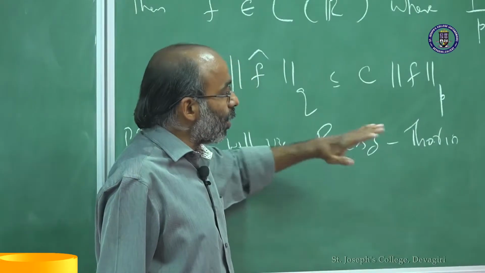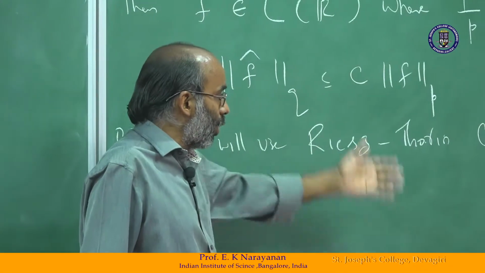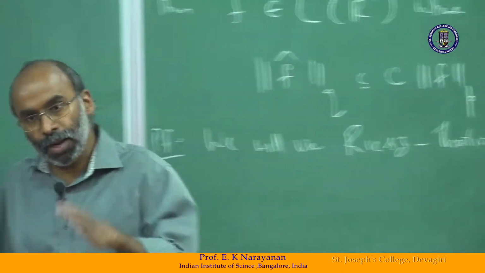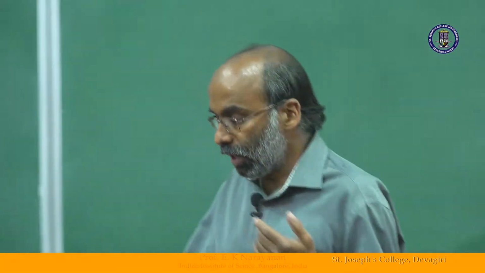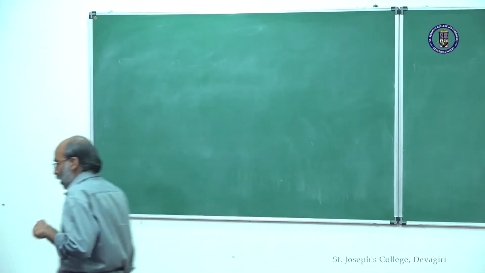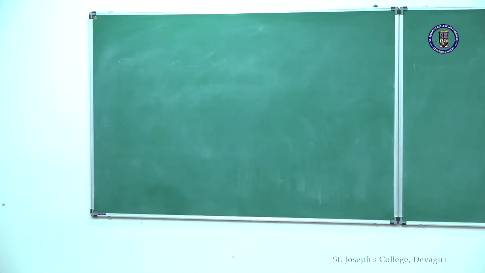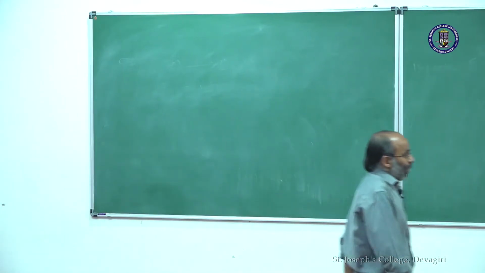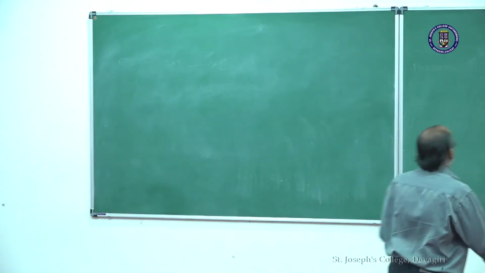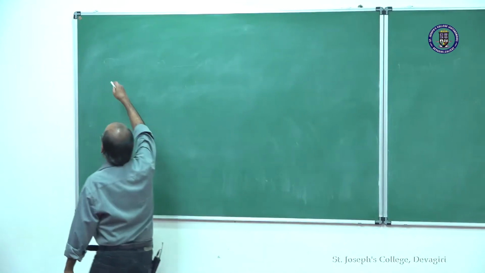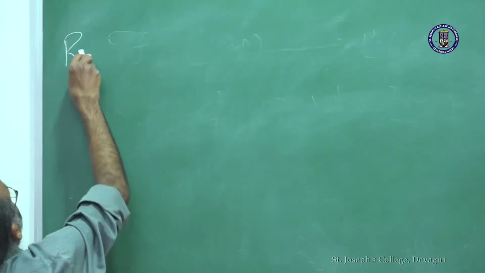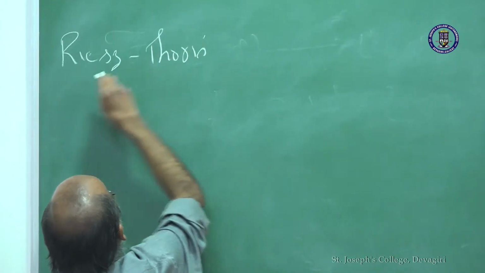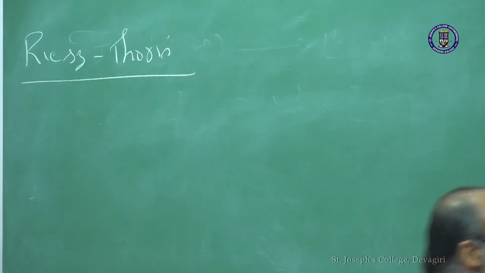Riesz-Thorin convexity is a general theorem about bounded operators on LP spaces. We can apply it to convolution, for example, and we will get some inequality. I will write down those examples. Okay, so let me state Riesz-Thorin in full generality, but we need some definitions before that.